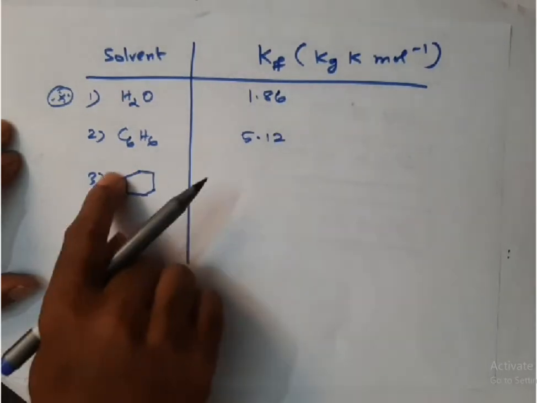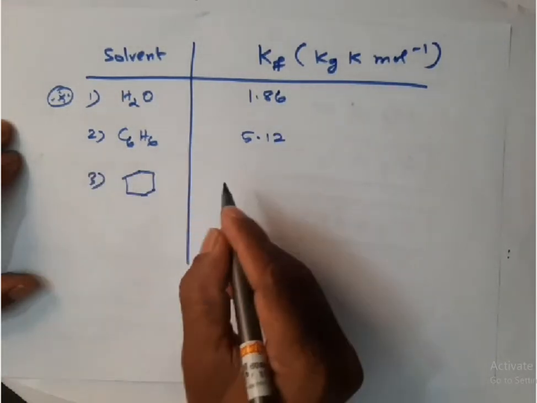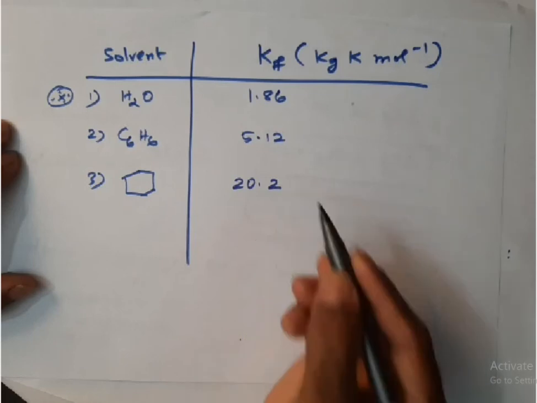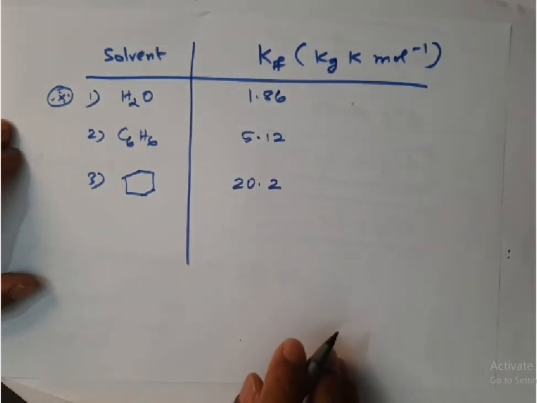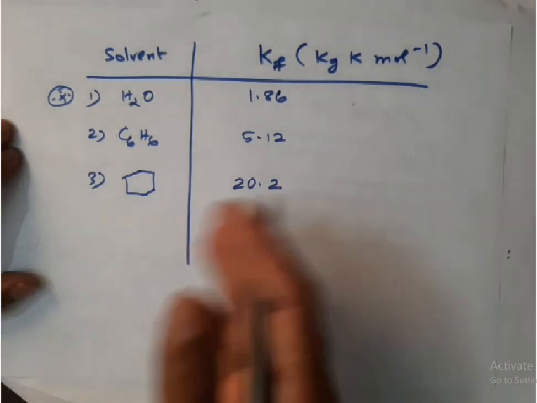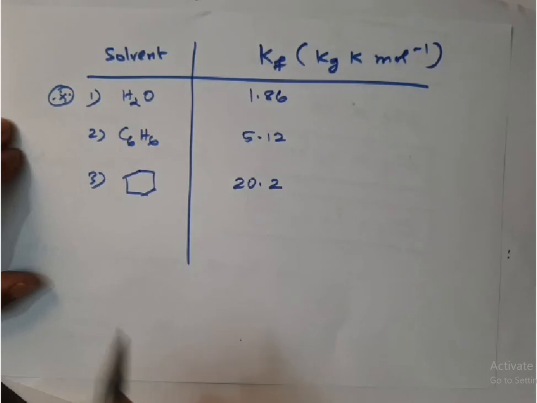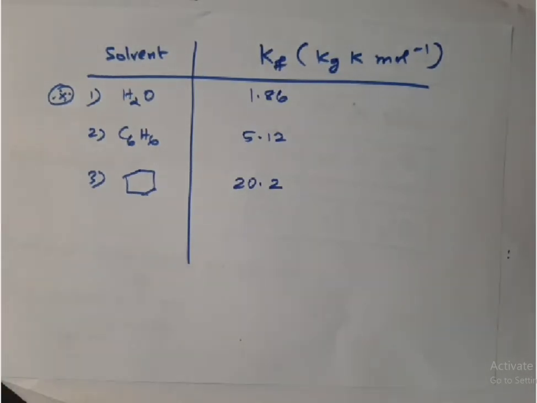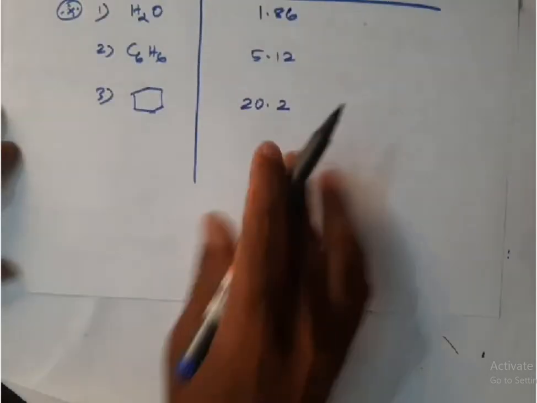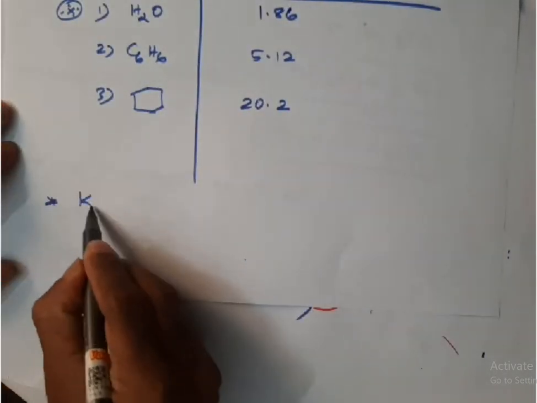For cyclohexane, the value is 20.2. Okay, take note. We also have other solvents; here I have given only a few. Right, take note. At least for water, remember the value of Kf. Kf is called the cryoscopic constant. Okay, how to determine Kf? How to determine the value of Kf?